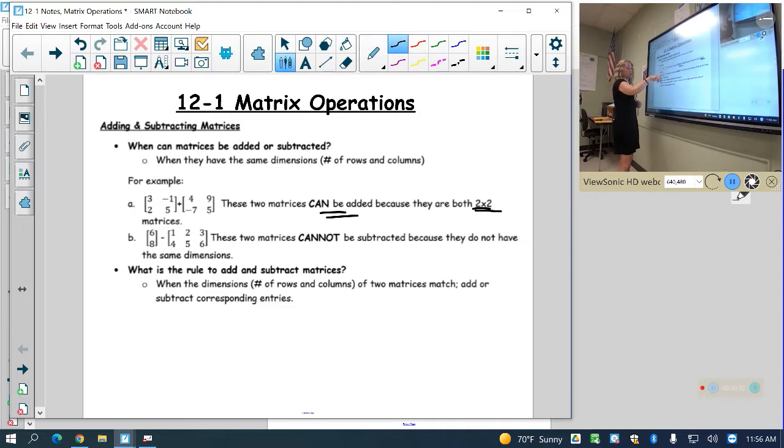When you're subtracting matrices, notice how this is a 2 by 1, and this has 2 rows, 2 by 3, so they cannot be subtracted. When you're adding and subtracting, they have to be exactly the same. What is the rule to add and subtract matrices? When the dimensions, the number of rows and columns of two matrices match, add or subtract corresponding entries.